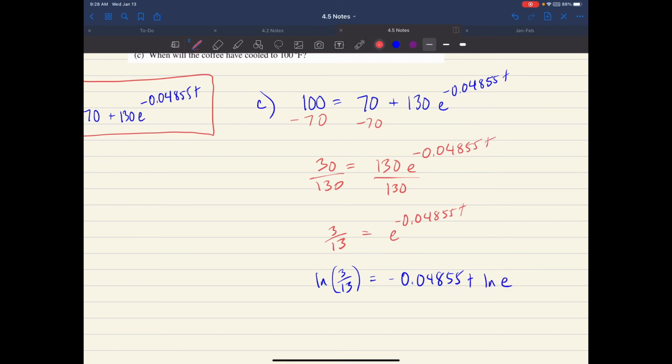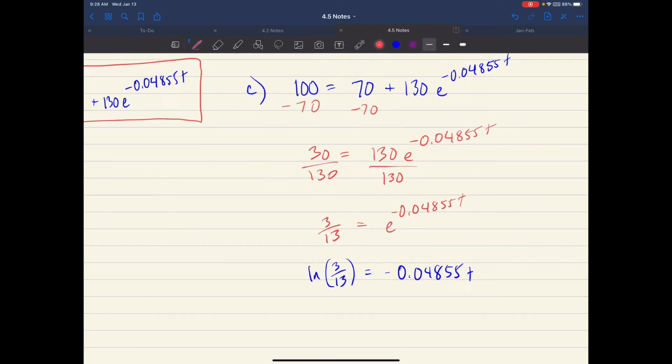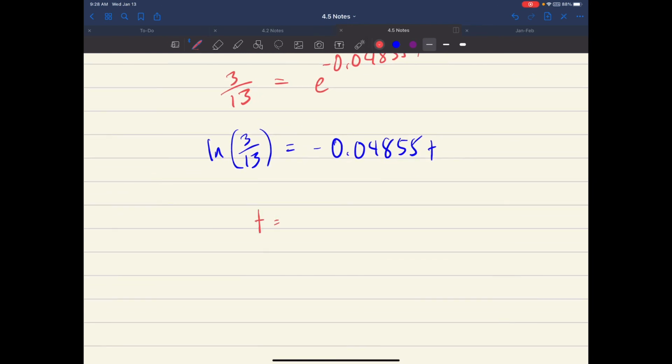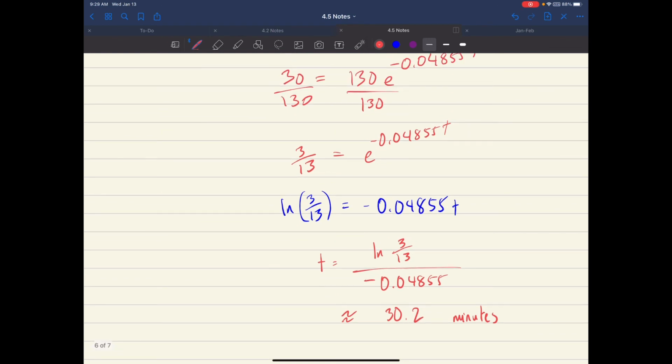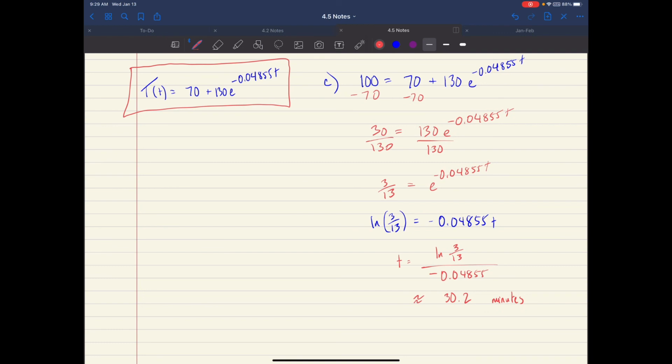And then again, this natural log of e here is equal to 1. So I'm going to just clear it up there. And now T equals the natural log of 3 over 13 divided by negative 0.04855. And then calculate. So this is approximately 30.2 minutes. So it'll take 30.2 minutes for the coffee to cool from its initial state to 100 degrees, or initial temperature.